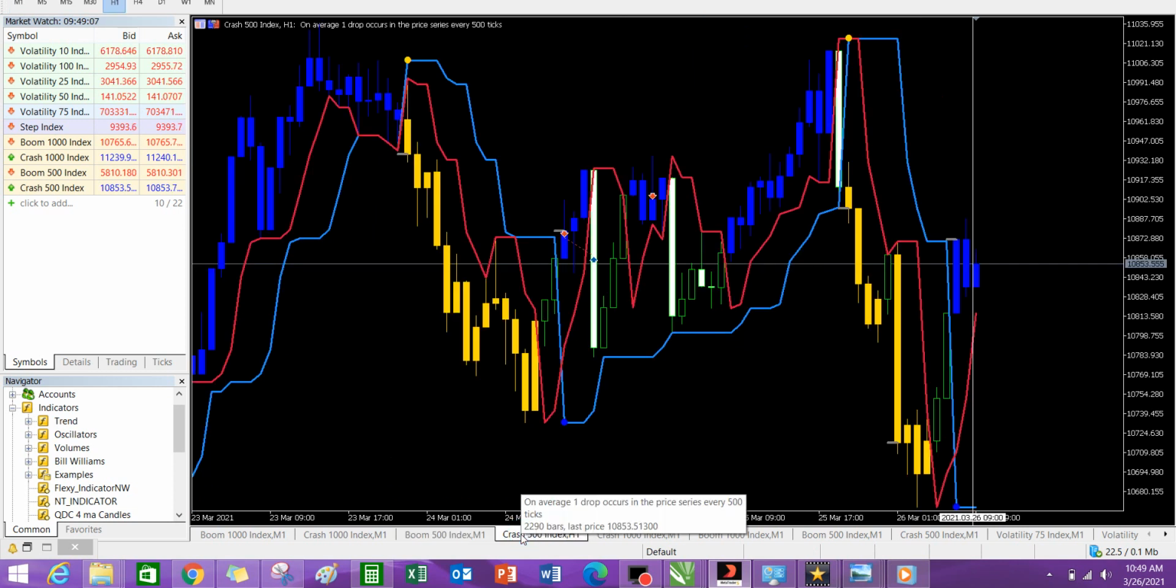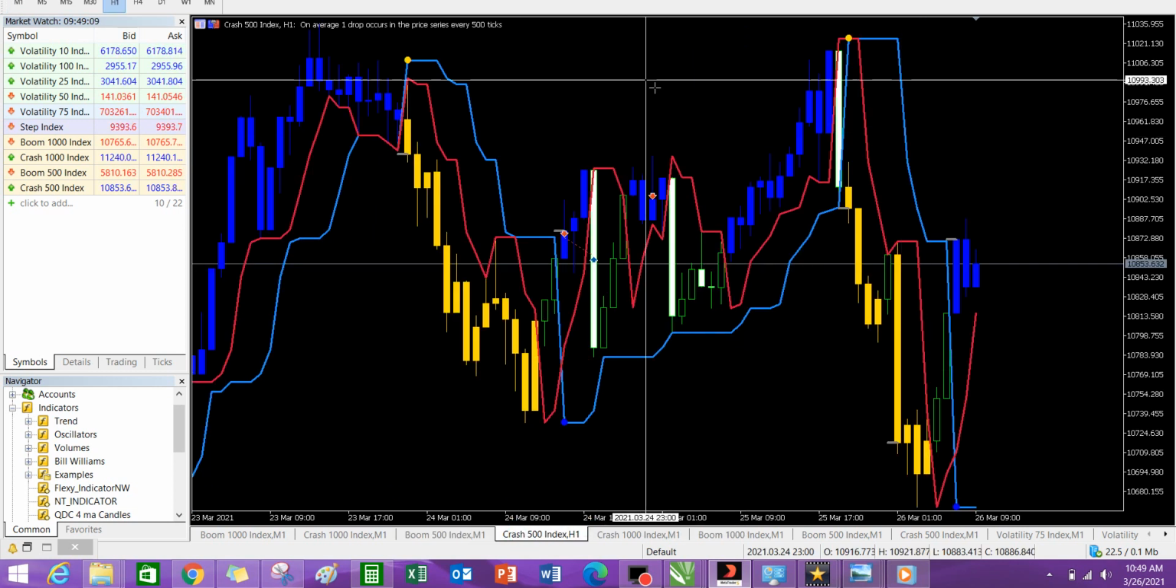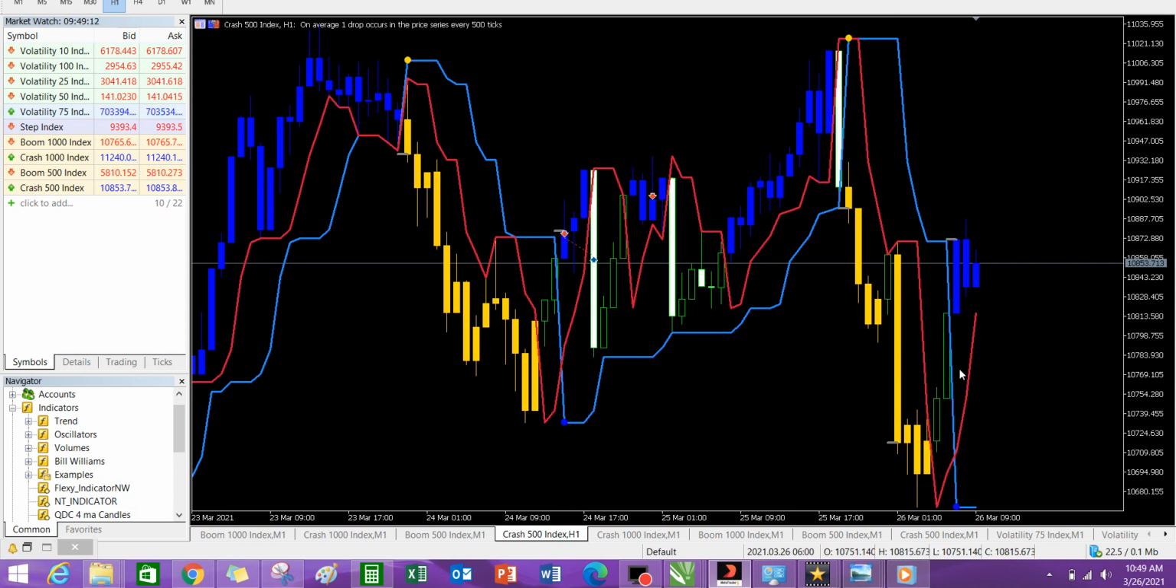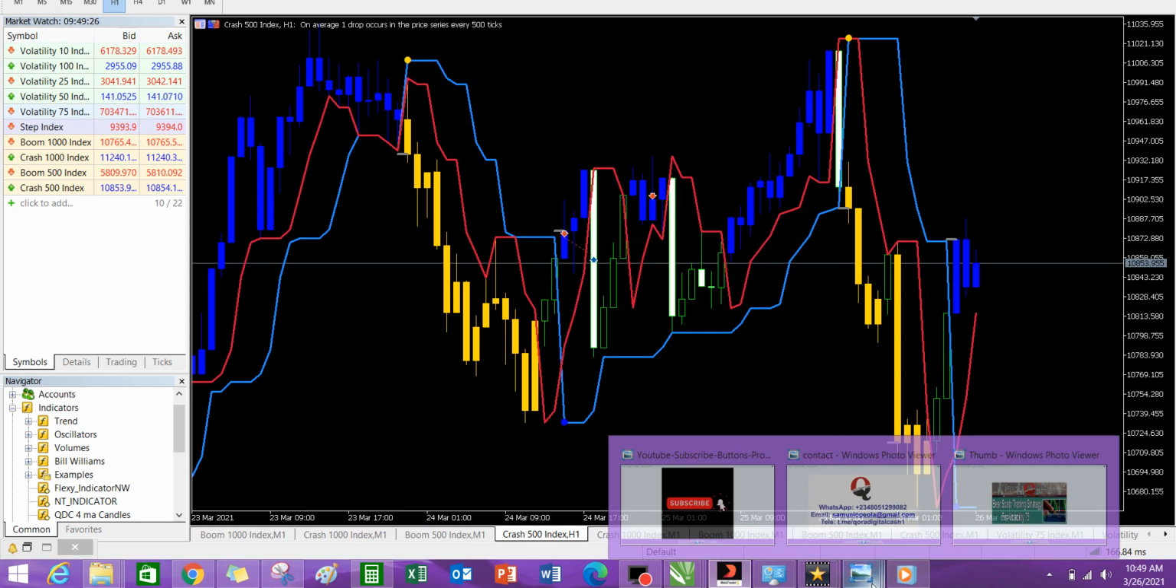So let's check out what is happening with Crash 500. I will be using the NT indicator here. Like I said, Crash 500 started an uptrend yesterday, and it is still going on. This is the 1 hour time frame, so it is more of an uptrend than a downtrend. So do your analysis very well before you jump into any trade. I'll be stopping here with the analysis.